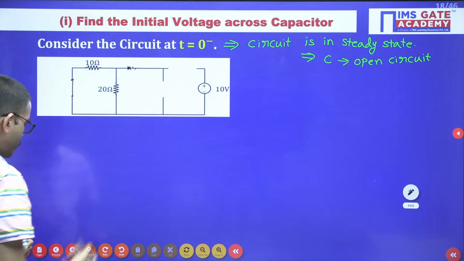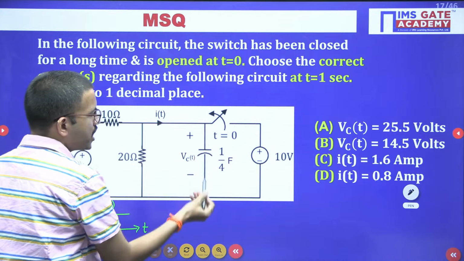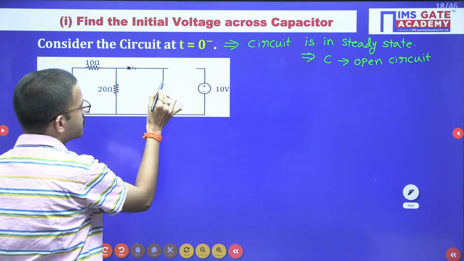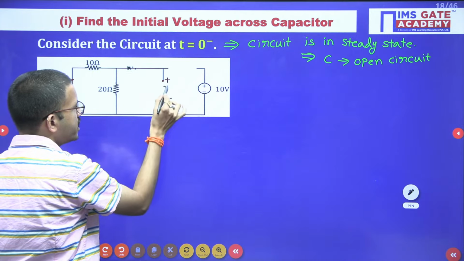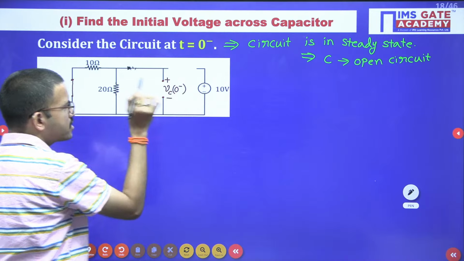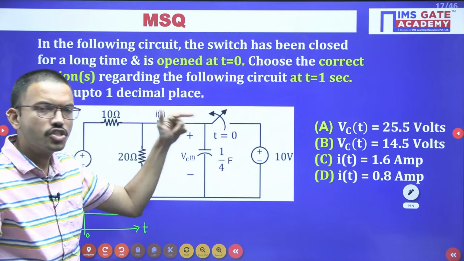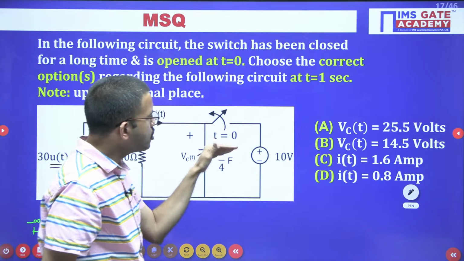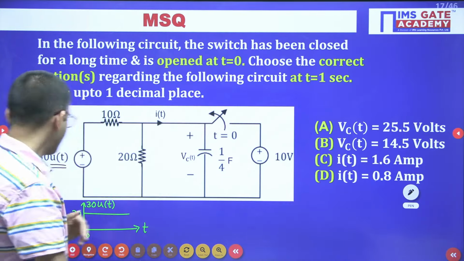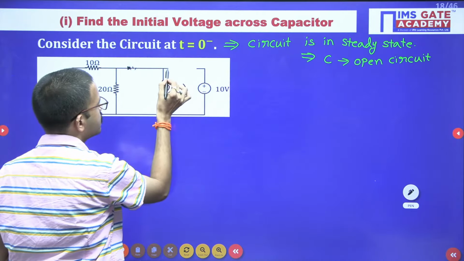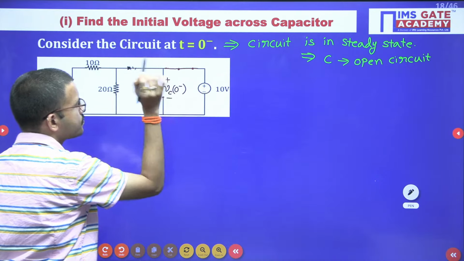After that, the 10 ohm resistor, 20 ohm resistor, and this is the closed path. Now, here you are having a capacitor. Capacitor will act as open circuit. Here we have to calculate the voltage across the capacitor at t equal to 0 minus instant. Now, what about this switch connection at t equal to 0 minus? Just observe here, at t equal to 0 we are opening the switch. That means before that, the switch is in the closed position.